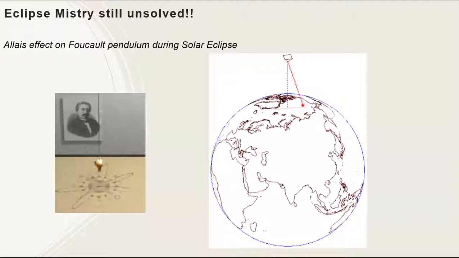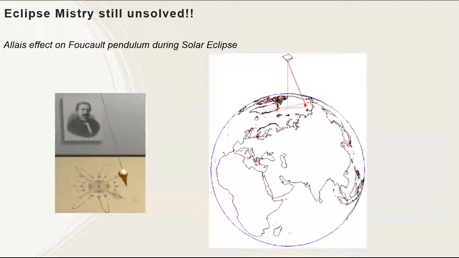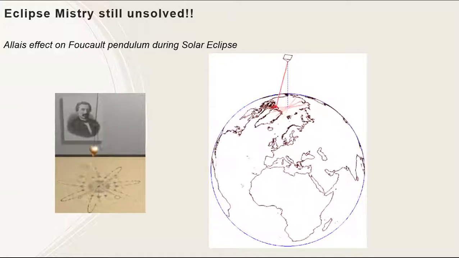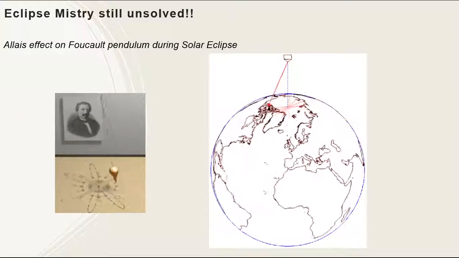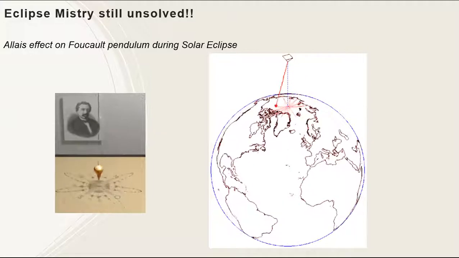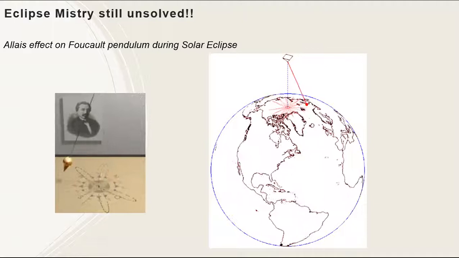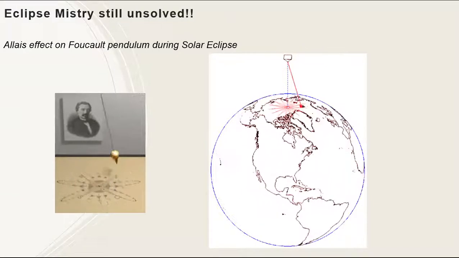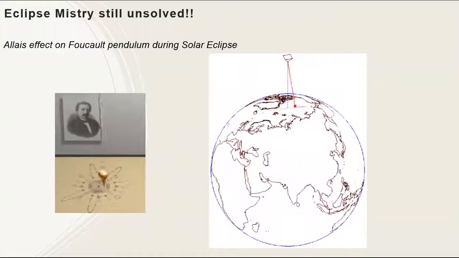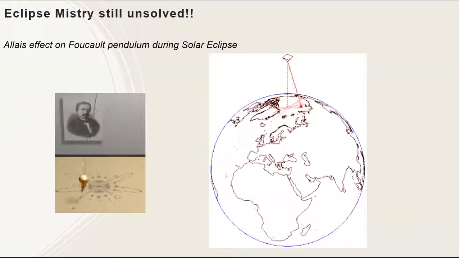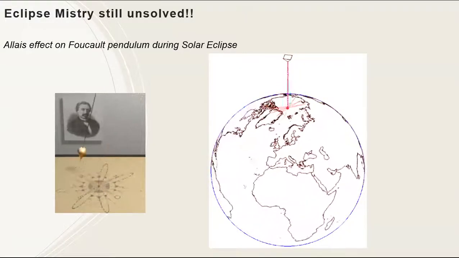Eclipse mystery still unsolved. The Allais effect: a Foucault pendulum exhibited peculiar movements at the time of a solar eclipse. Further study of this behavior during eclipses did not give consistent results. Scientists still have not got an answer for this behavior.